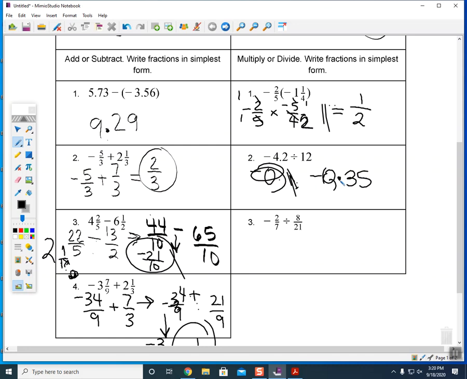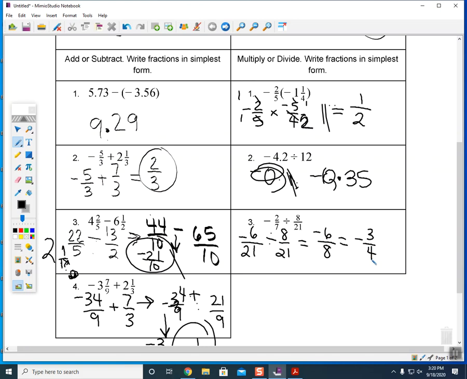I've got negative 2/7 divided by 8 over 21. I need a common denominator here. So I can see that I'll multiply both of these by 3. So that'll give me a negative 6 over 21 divided by 8 over 21. Now I can just divide across. So I'll have negative 6 divided by 8, which is going to give me a negative, 2 goes into that, 3/4.